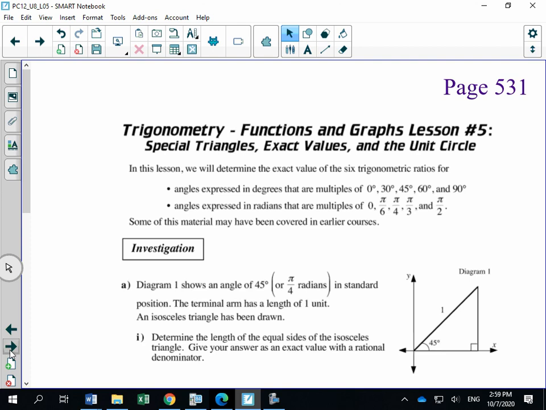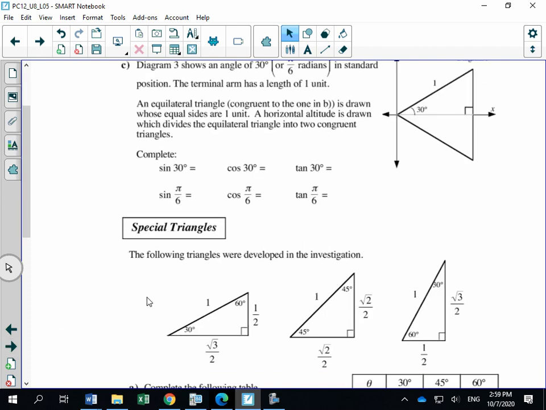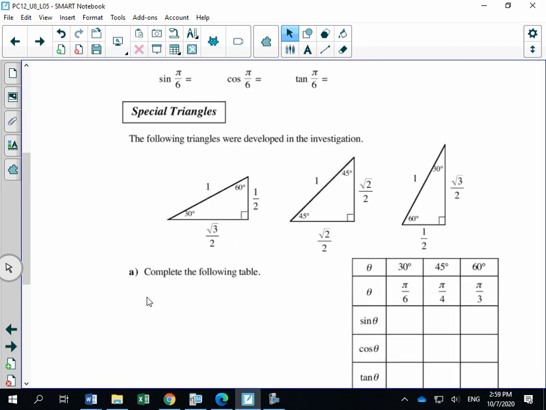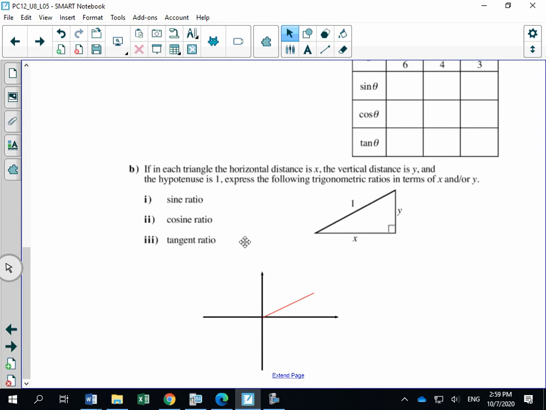Okay, I want you to flip to the bottom of page 532. And we're going to talk about the sine ratio, the cosine ratio, and the tangent ratio before we get into the class examples.